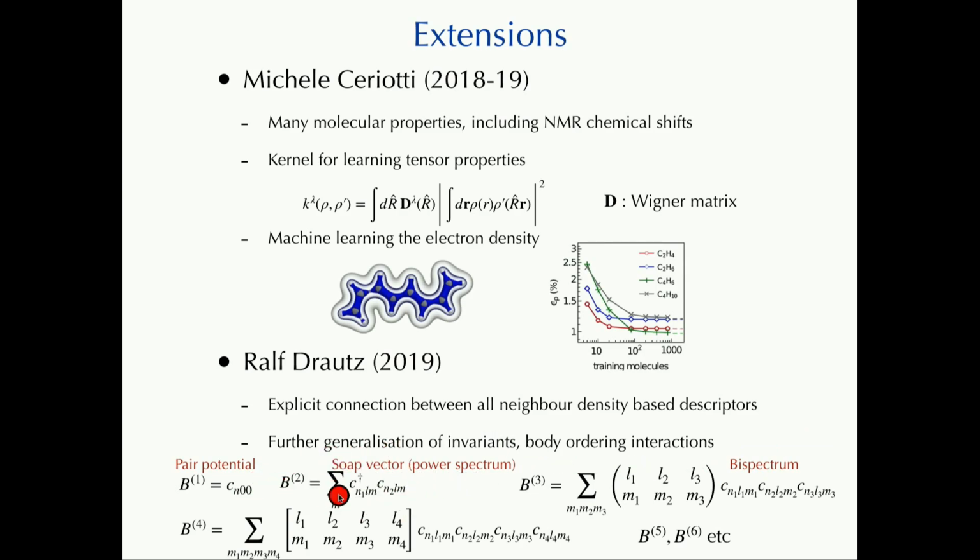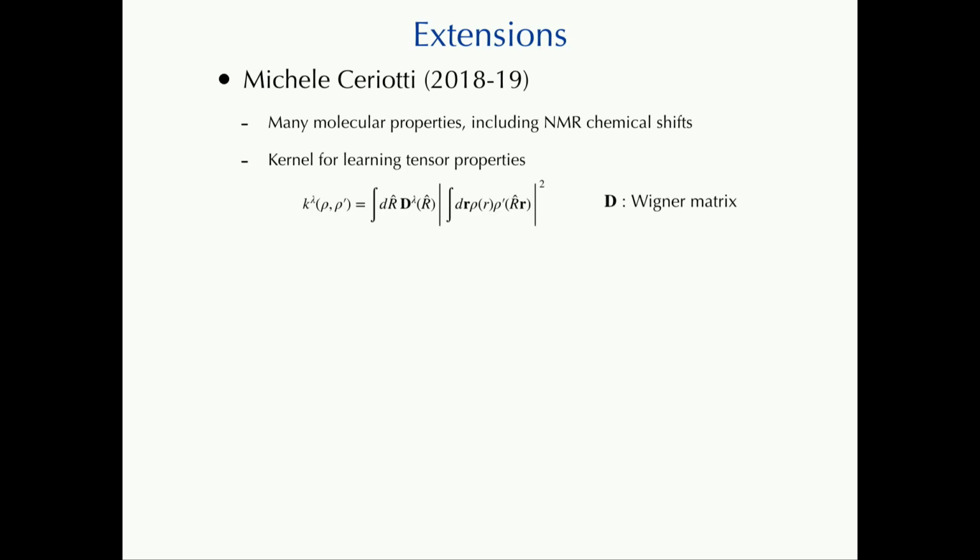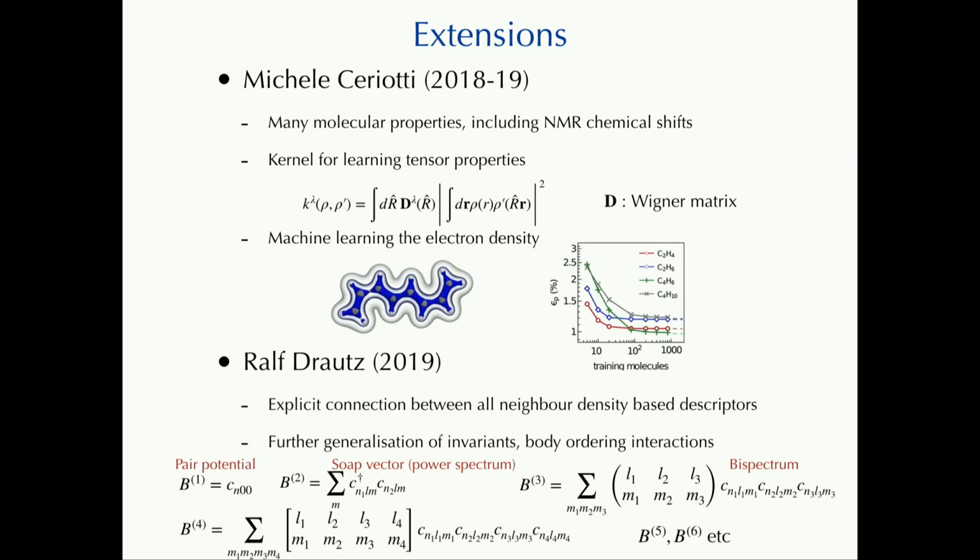So the C dagger C is what I called the SOAP vector before. Ralph calls it a B2 because it has two C's. And the bispectrum, which I didn't mention, has three C's, and he calls it a B3. And this complicated thing is a Wigner 3J symbol, but it's just a constant for different L's and M's, and it's also invariant. And he says, look, you can do this for 4 C's and 5 and 6. And this forms a very natural extension of all these invariants.